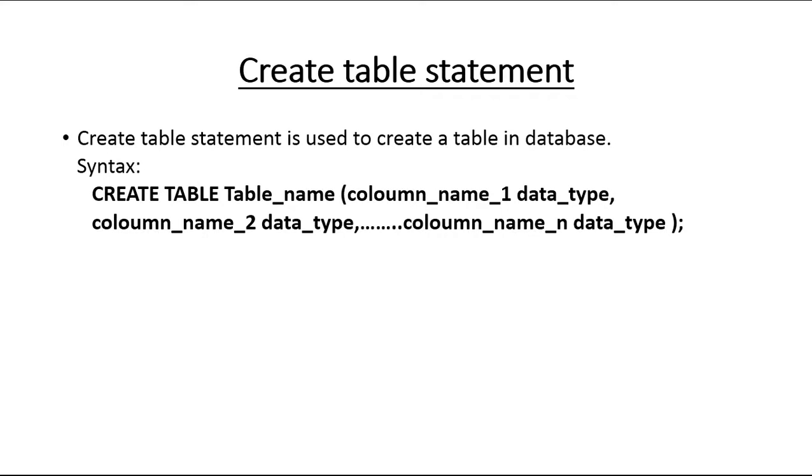Create table, table name. You need to provide each column name. Here, the first one is column name 1, and you need to provide the data type for the column, comma, second column name and its data type, comma. You can add any number of column names into a table. So here is the last column name, n. You can add n number of column names into a table.